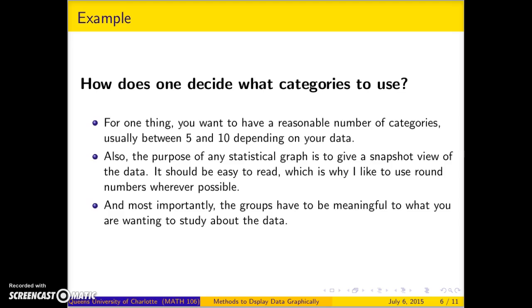So how do you decide what categories to use? A couple of things. You want to have a reasonable number of categories. And think about any statistical graph you look at. You usually don't spend very long looking at it. Usually you look at it to get a quick picture view of what the data looks like, and you move on. So your graph should be organized and easy to read. And what I think is the most important is the groups have to be meaningful to what you are studying. Don't just make more groups, categories, or combine categories for the sake of it. Make sure it means something to what you're studying.